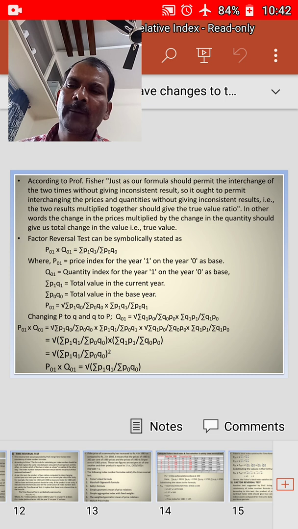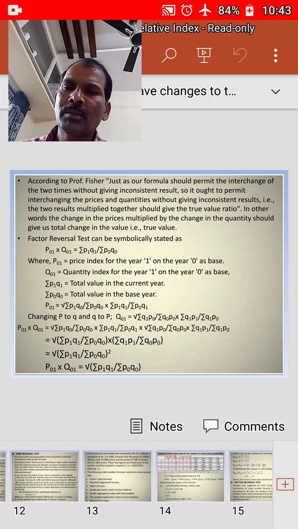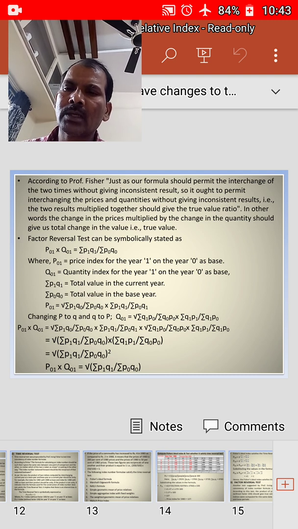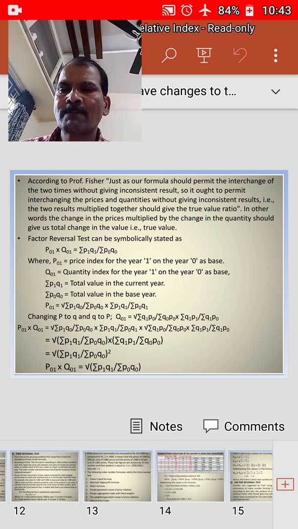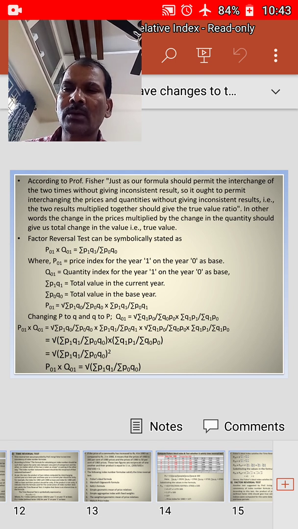If you cancel, which will go first? Sigma P1 Q0 by sigma P0 Q0 won't go. Sigma P1 Q1 by sigma P0 Q0 won't go. Sigma P0 Q1 and P0 Q1 will get cancelled. The remaining will be under root sigma P1 Q1 by sigma P0 Q0 into sigma P1 Q1.